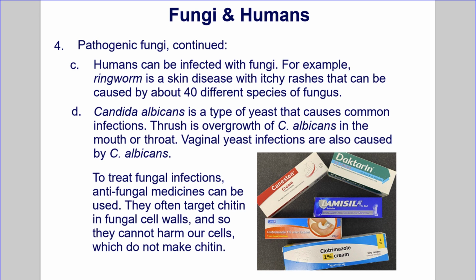For example, ringworm is a skin disease with itchy rashes that can be caused by about 40 different species of fungus. D. Candida albicans is a type of yeast that causes common infections. Thrush is overgrowth of C. albicans in the mouth or throat. Vaginal yeast infections are also caused by C. albicans. To treat fungal infections, antifungal medicines can be used. They often target chitin in fungal cell walls, and so they cannot harm our cells, which do not make chitin.